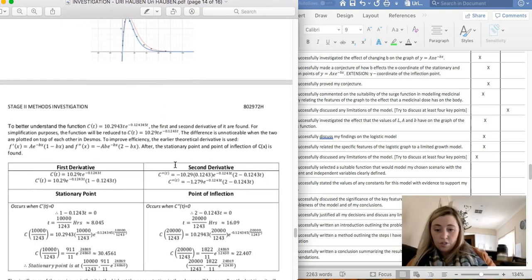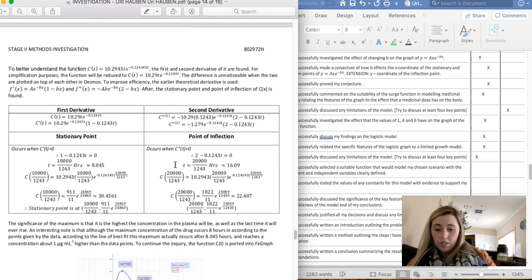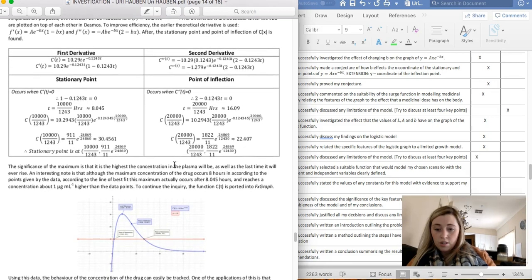So we've gone and found the first derivative, second derivative, the stationary point and the inflection point. The significance of the maximum is that it is the highest the concentration of the plasma will be. The maximum concentration of the drug was at 8 hours in accordance with the points given by the data. According to the line of best fit, its maximum occurs after 8.045 hours.